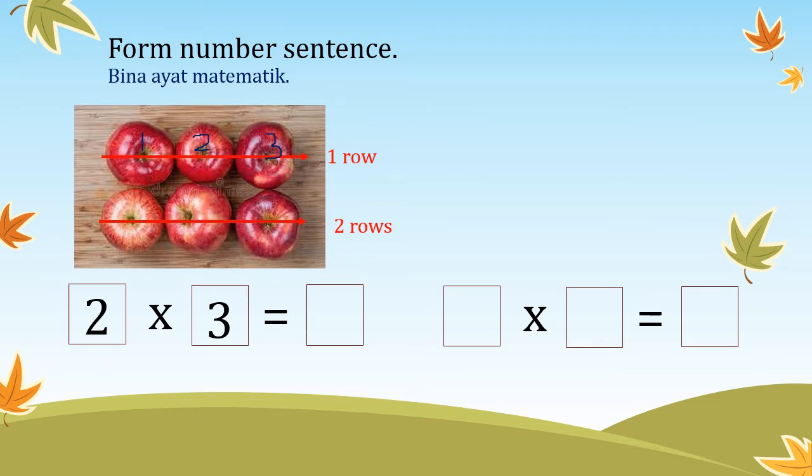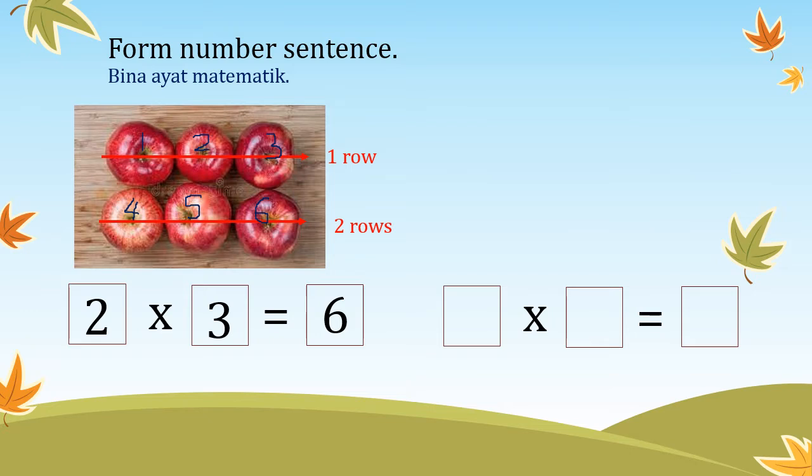Semuanya ada 1, 2, 3, 4, 5, and 6. So we get the total of the objects are 6. Okay, 2 times 3 is equal to 6 is the number sentence for the first picture. Ya, gambar pertama ni adalah 2 darab 3 sama dengan 6. Ya, kita letak the number of row di depan. 2 di depan. Ya, ingat.